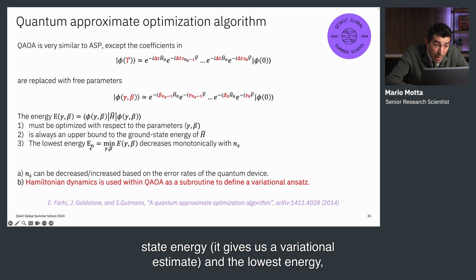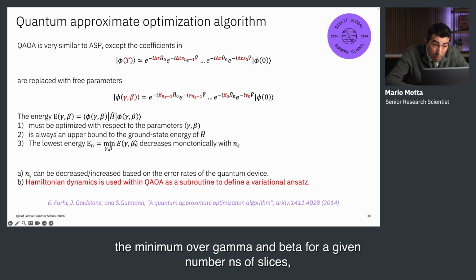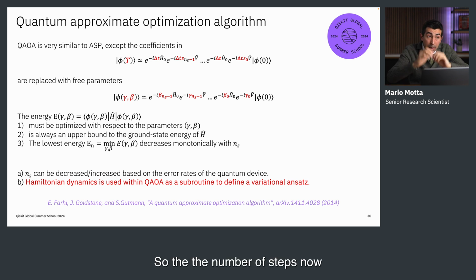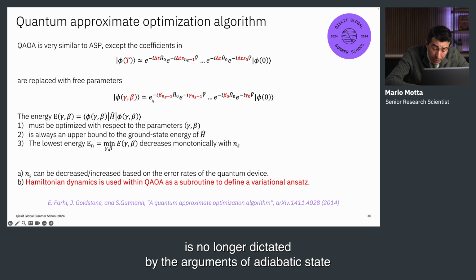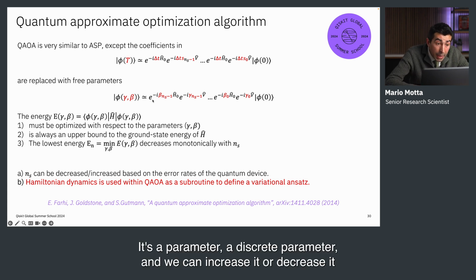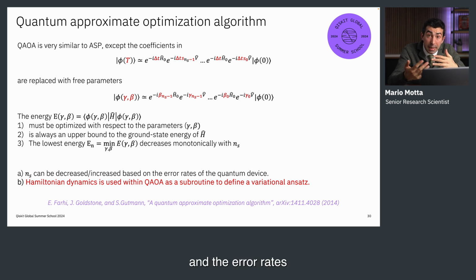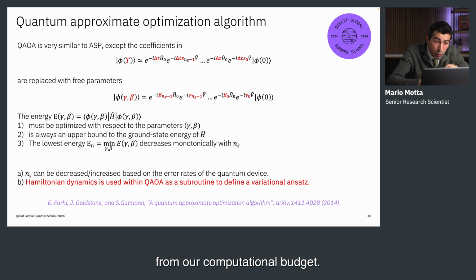And the lowest energy, the minimum over gamma and beta for a given number ns of slices, decreases monotonically with ns. So the number of steps now is no longer dictated by the arguments of adiabatic state preparation. It's a discrete parameter, and we can increase it or decrease it to capture a balance between the accuracy that we want and the error rates that form our computational budget.